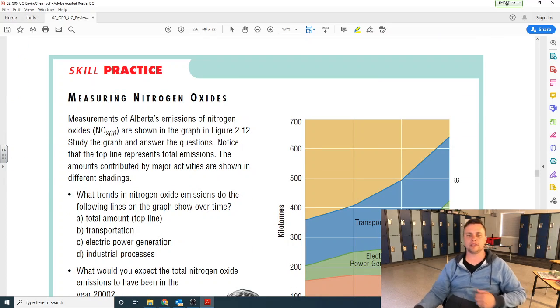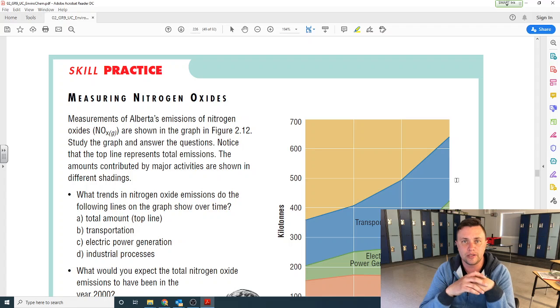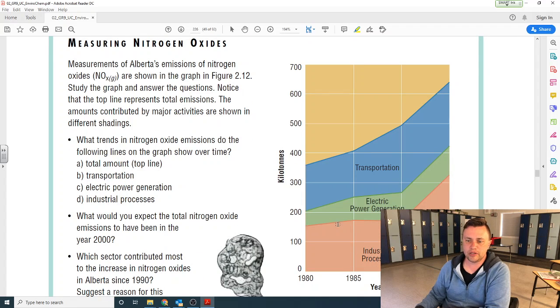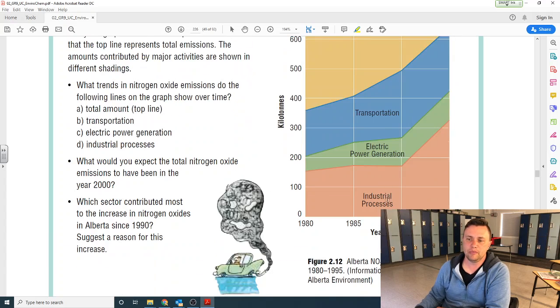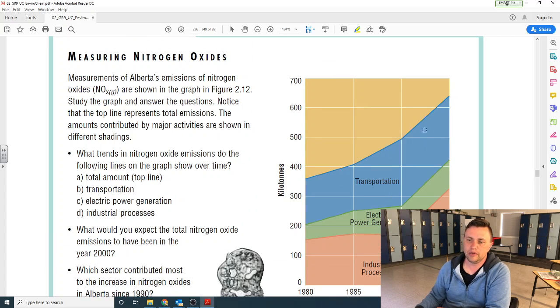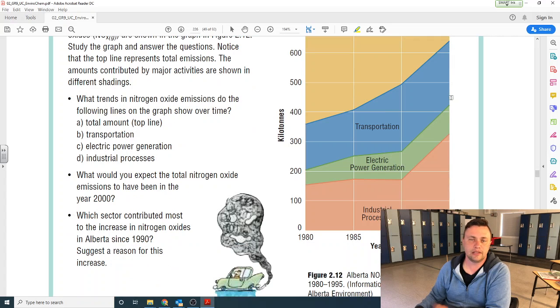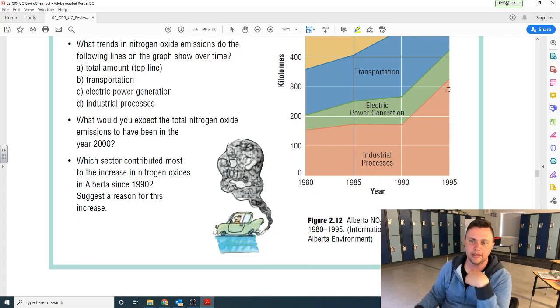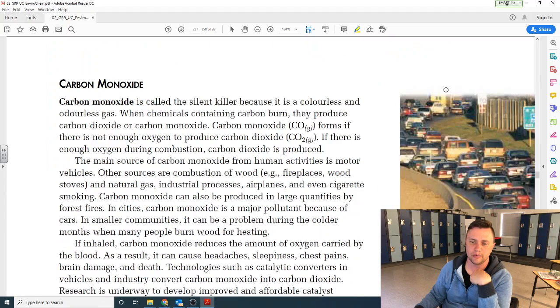We measure this stuff by, in certain parts of the world, emissions tests where they'll pull an entire lane of traffic over, hook a tube up to your car, and measure how much emissions your car is putting out. The majority of the emissions come from industrial processes, then transportation, then electrical generation. But as you can see, this has been going up over the years, and it continues to rise. And if you look this up, it's grown even more substantially over the last little bit.